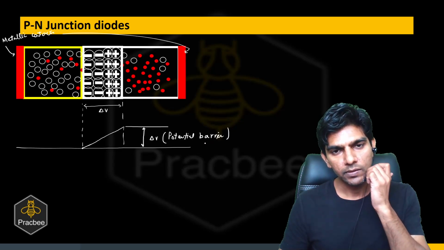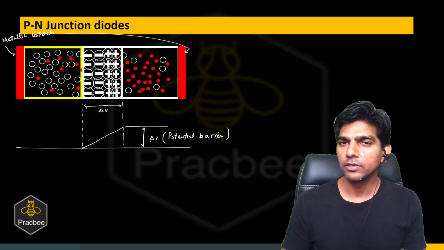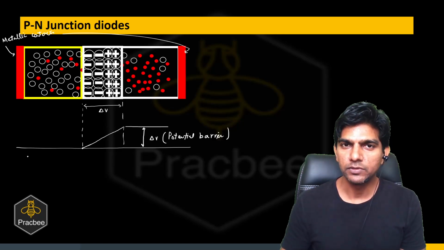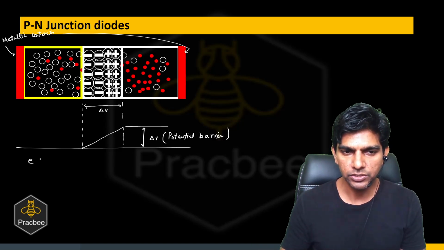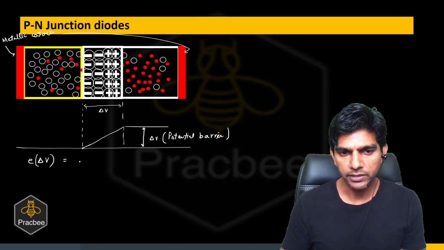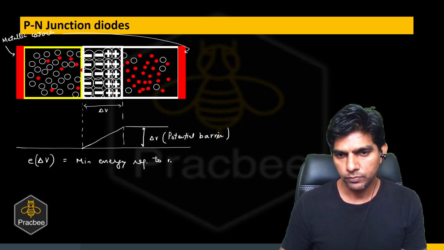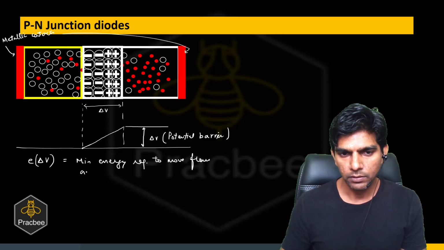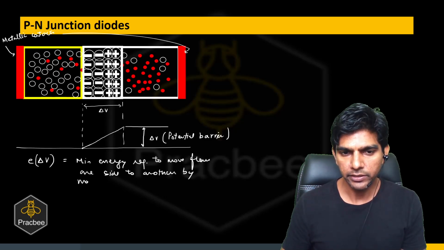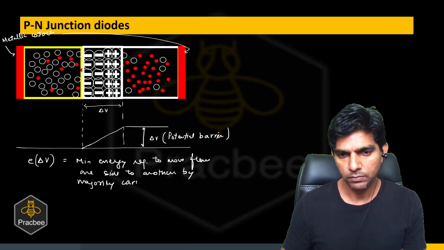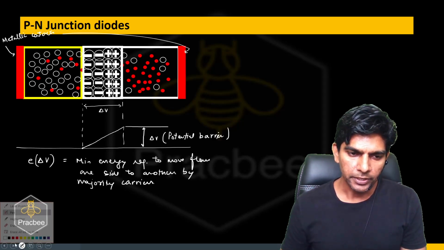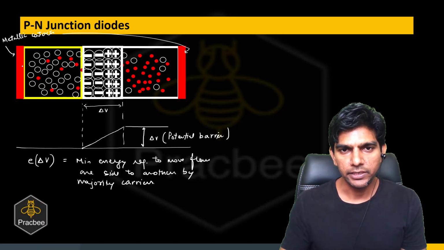Now, if a majority carrier has to move from one side to the another, it has to surpass this barrier. So we can say it should have some minimum energy, and that will be nothing but the charge times the barrier potential. So that is the minimum energy required to move from one side to another by majority carriers, right?